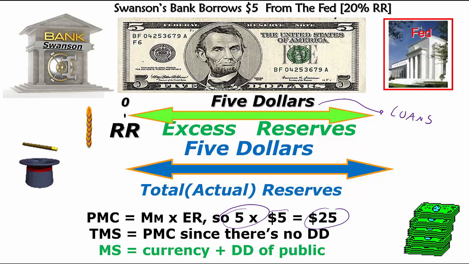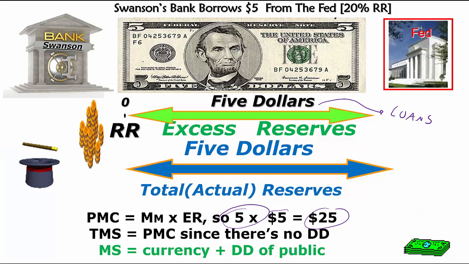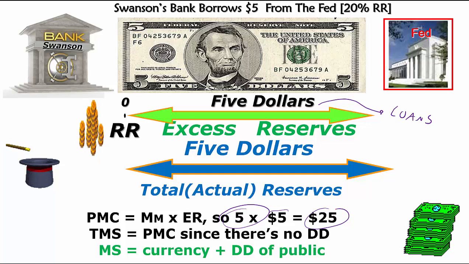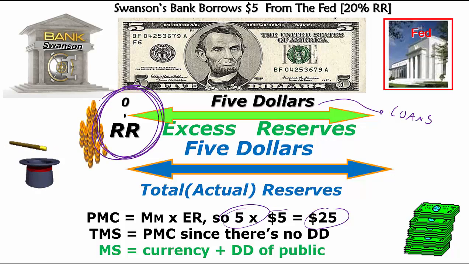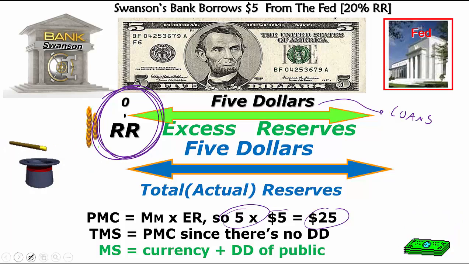Now, that's probably a little confusing. The main thing I wanted you to get out of that is that if a bank gets money from the Fed, $0 goes to reserve requirements. That's the main key there. Okay? We're going to do a lot more examples until this really makes sense.